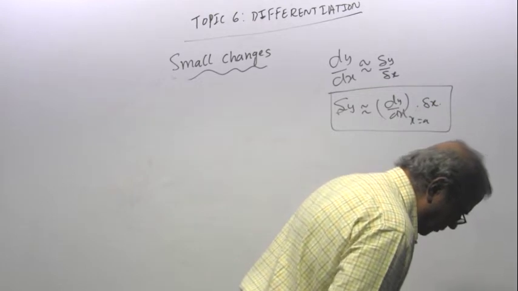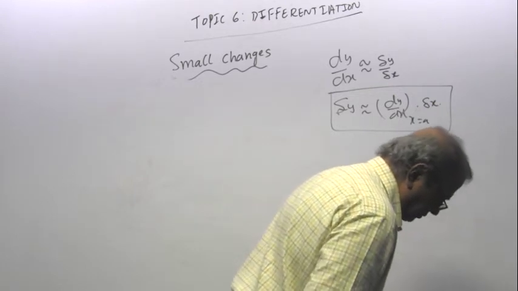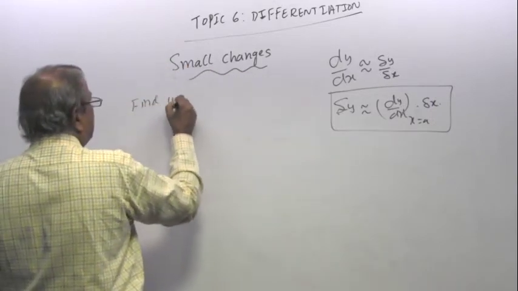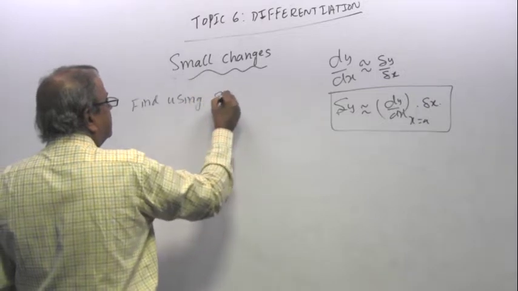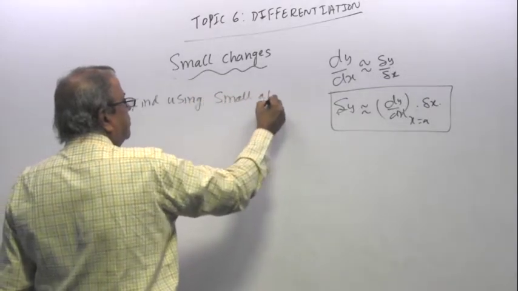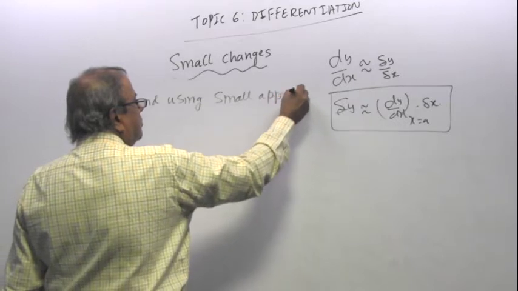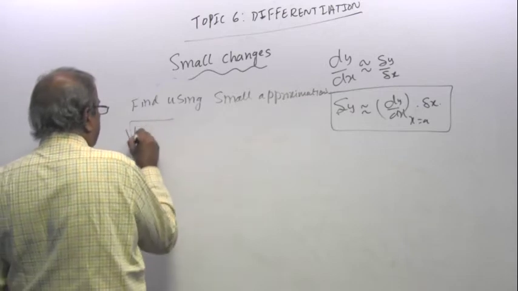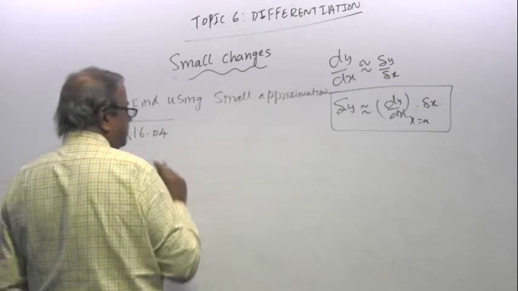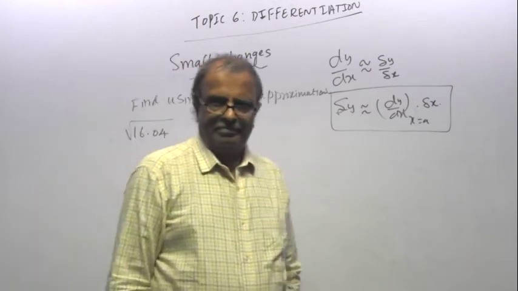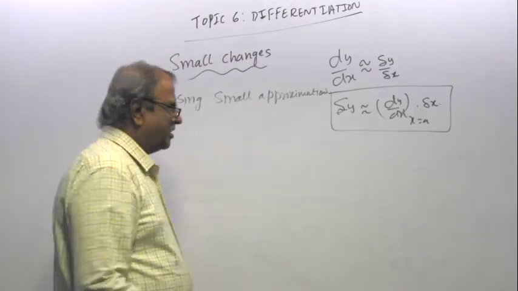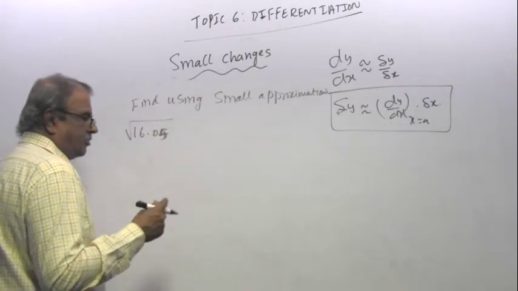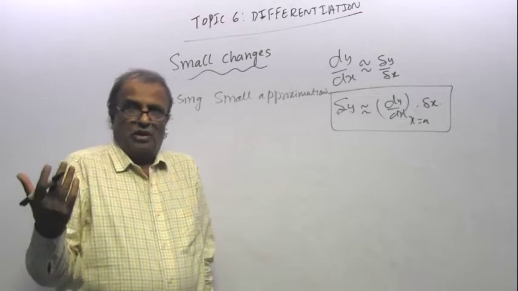I'll just do one more example. Find, using small approximations, the square root of 16.05. So we're dealing with the square root of a number.